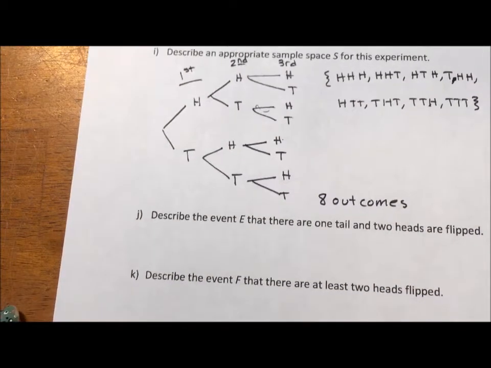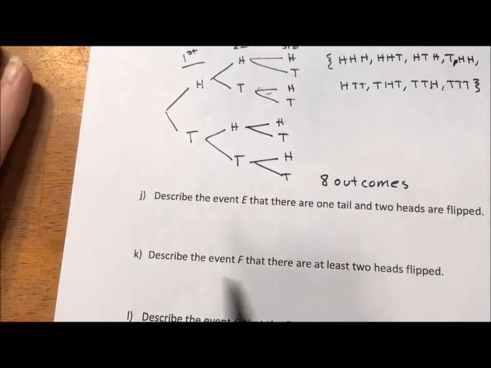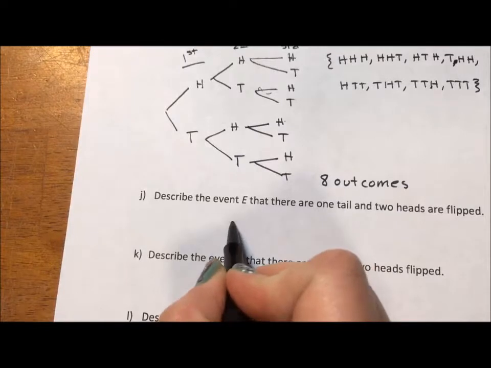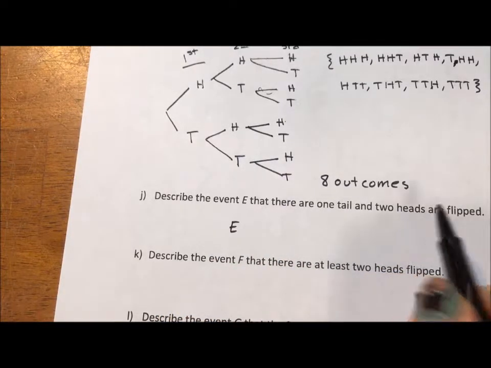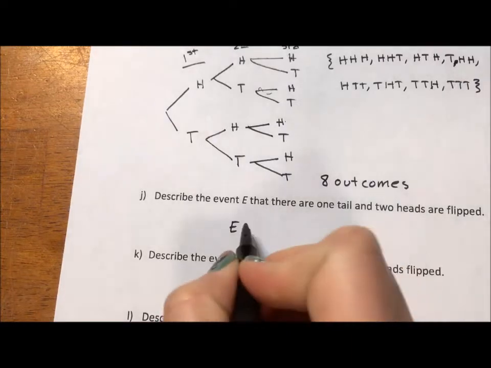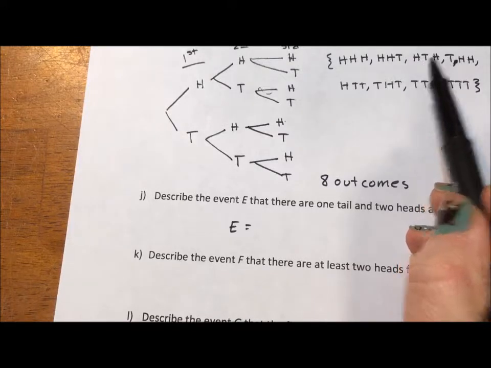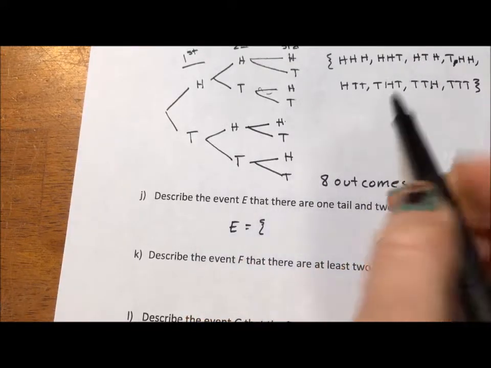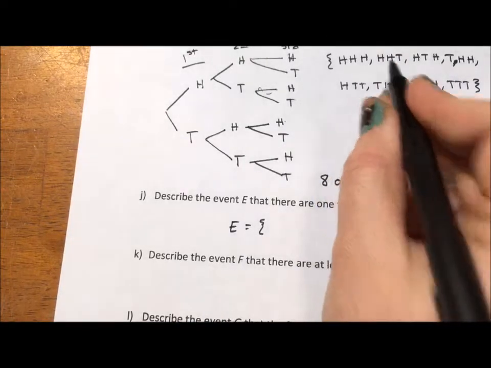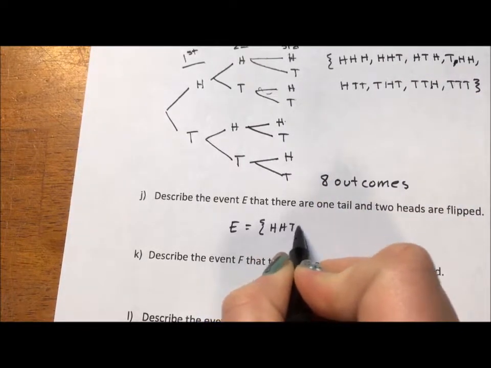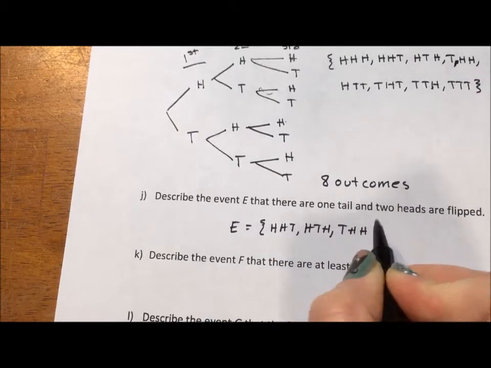Now when it asks for us to describe the outcome, it's basically we're putting together the set. Describe the event E, that there are 1 tail and 2 heads. So 1 tail, 2 heads is this first one, heads, heads, tails. Then heads, tails, heads, then tails, heads, heads.